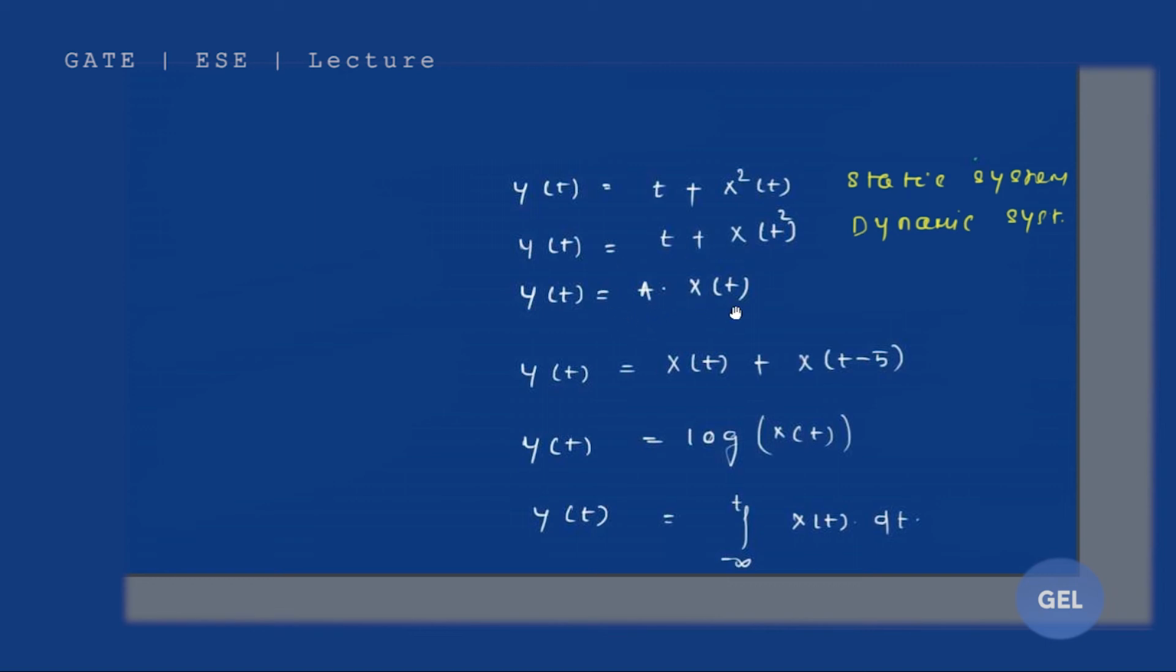Okay, now y(t) is equal to a into x of t. Sir, will this be static? Absolutely correct. This is a static system because it depends on the present instant of time.